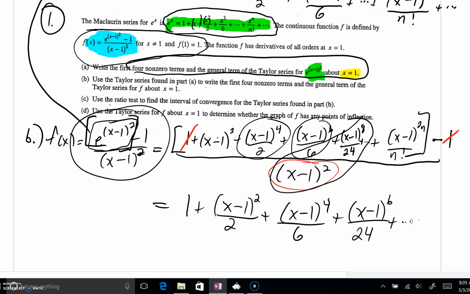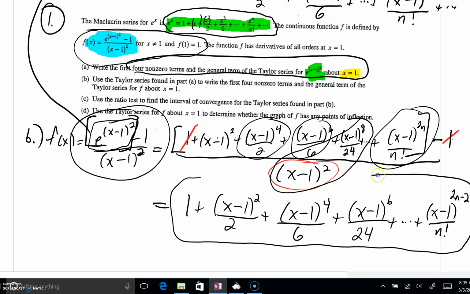Then what? Well, as we keep going, we're going to notice that this nth term, what's going to happen is we'll have x minus 1 to the 2n minus 2 divided by n factorial. And of course, this would be for a sigma that would be starting at n equals 1. This is our answer for part B. We've got our first 4 terms. We've got a general term.